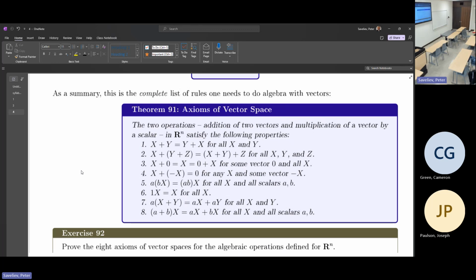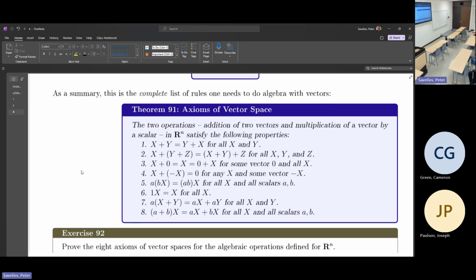Commutativity is simple in the beginning, then you have associativity, also simple. The third one is the 0 vector, the negative vector, the associativity for scalar multiplication, then 1x is equal to x, and then at the end we have 7 and 8, two distributive properties of vector algebra. So altogether it's 8.